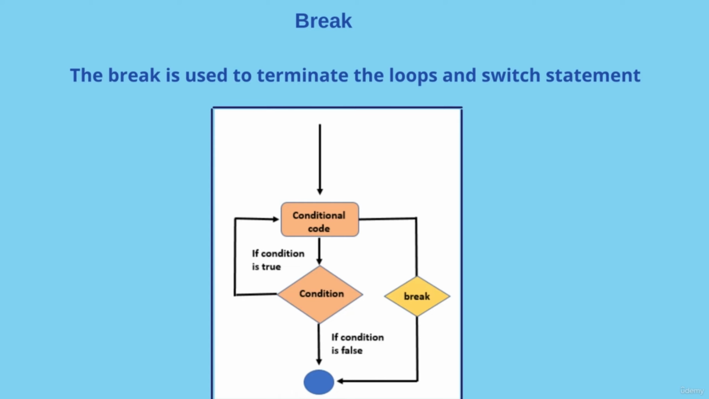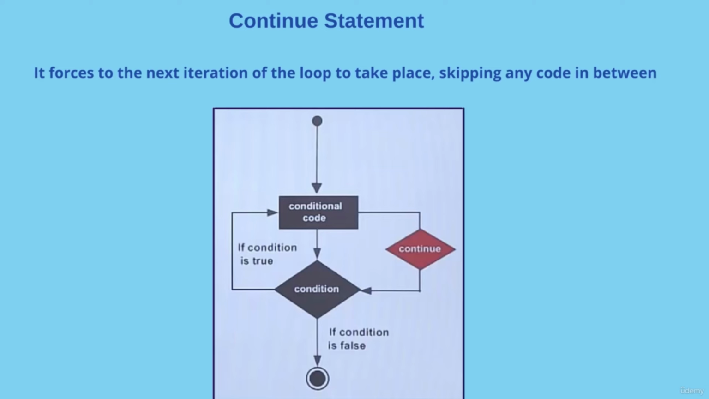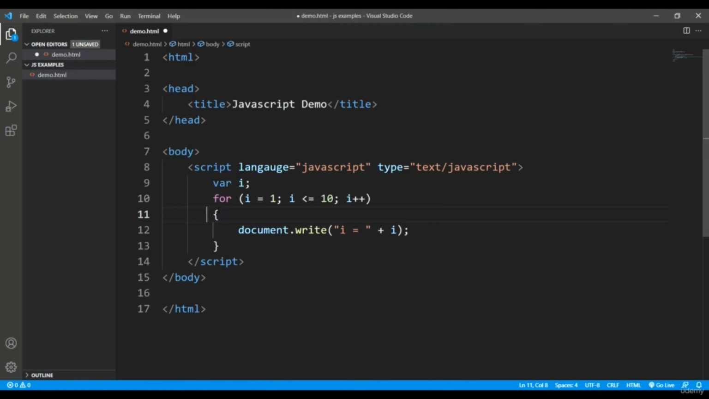But before that, let's talk about continue as well. As break terminates the execution of a loop, continue only skips a particular cycle. It means this is the loop which is getting continuously executed, but meanwhile if there is any continue statement, it will skip the execution of all the conditional code of that loop. So let's see practically how we can implement the break and continue statements.